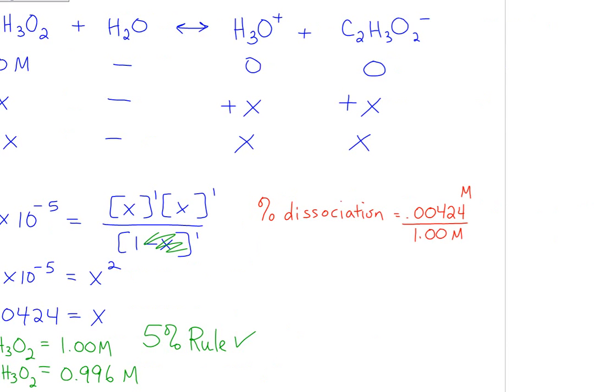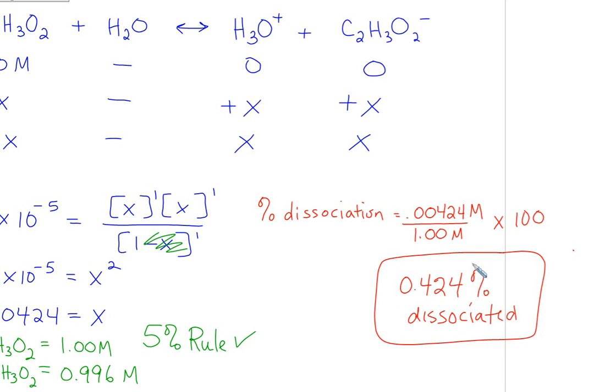And then we'll move this over just a little bit. Then I can put my M in there for molarity. And then we should multiply by 100 to get a percent. Well, that's not so bad. Multiply by 100, this is going to end up being 0.424% dissociated. There, that's my final answer. About 0.4% dissociated. That makes sense.